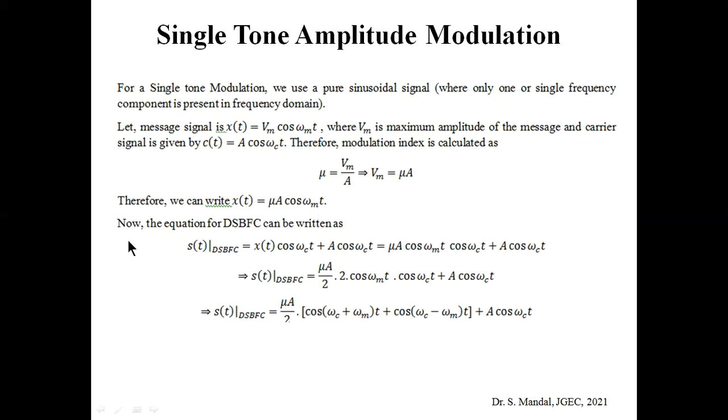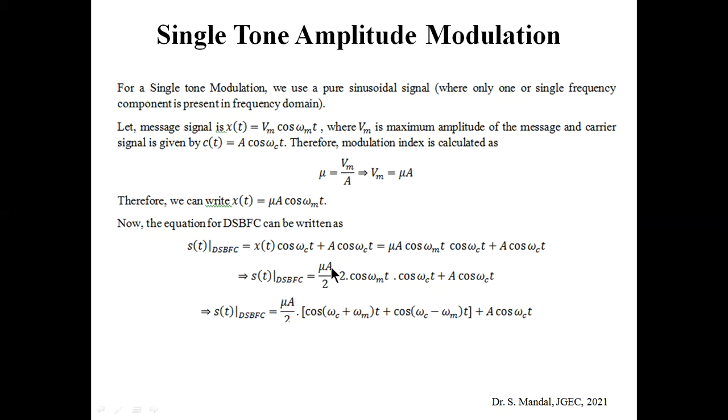Okay, so the equation for the DSB-FC can be written as, we already know that s(t), the time domain representation of the DSB-FC signal, can be written as x(t) cos ωc t + A cos ωc t. Clear? So by substituting x(t) = μA cos ωm t in this equation, we get μA cos ωm t cos ωc t + A cos ωc t.